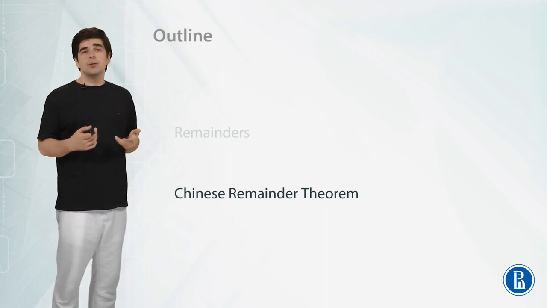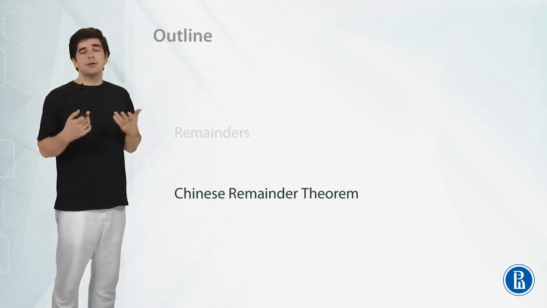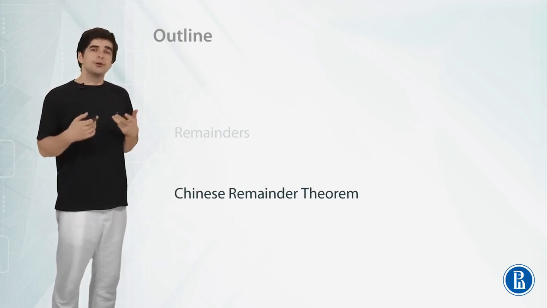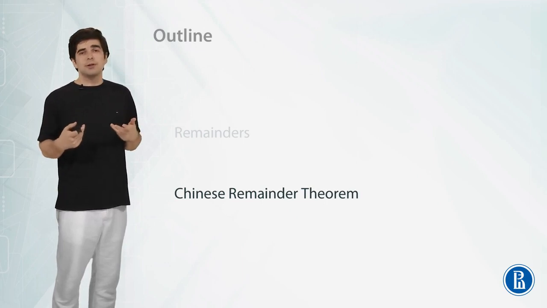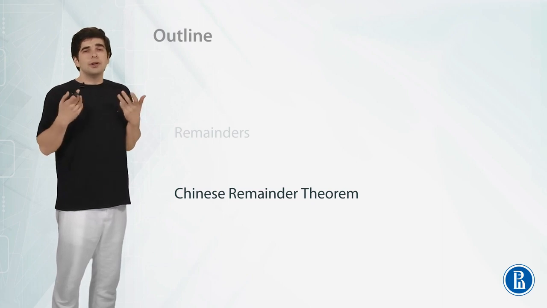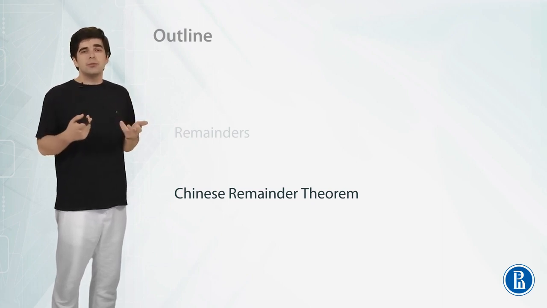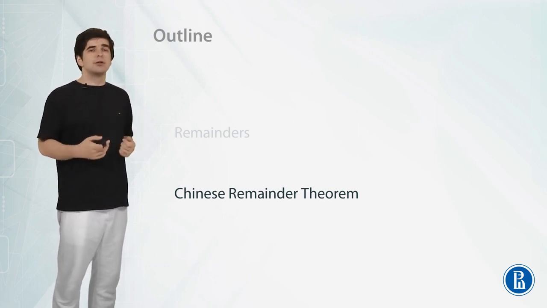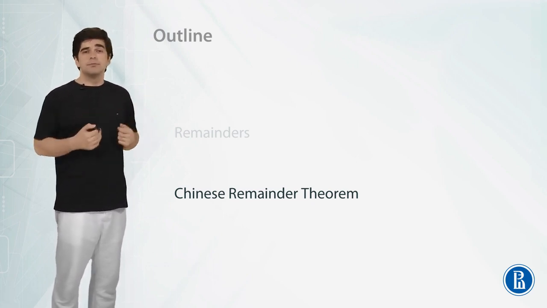Hi, in this video we're going to prove the Chinese remainder theorem about the dependence between remainders modulo coprime numbers a and b, and we'll give a constructive proof which will in turn give us an algorithm to use this theorem in practice to build some numbers with given remainders modulo a and b if we want them.